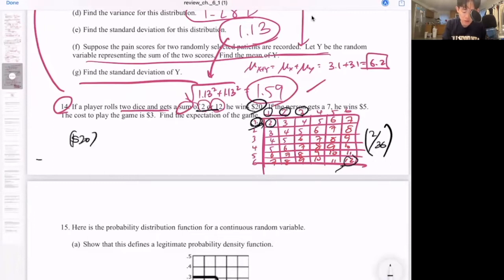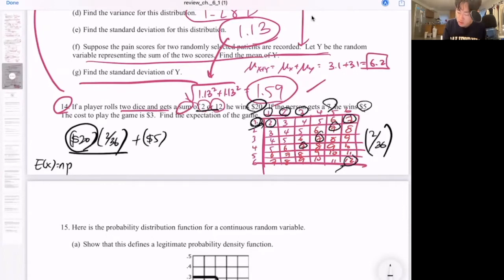Remember, the expected value is always n times p, the value times the probability. Therefore, the expected value of that event would be 20 times 2 over 36, plus you win $5 when you have a 7, but 7 occurs 6 times, I believe. So that's 6 out of 36. Plus the remainder, you win nothing, $0, and the probability of that is, I believe, 28 out of 36. That literally means all the other numbers that haven't been called. All the numbers that are not a 7, 2, or 12, that's 28 numbers in total.